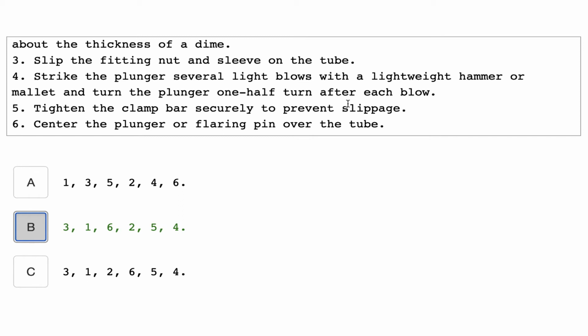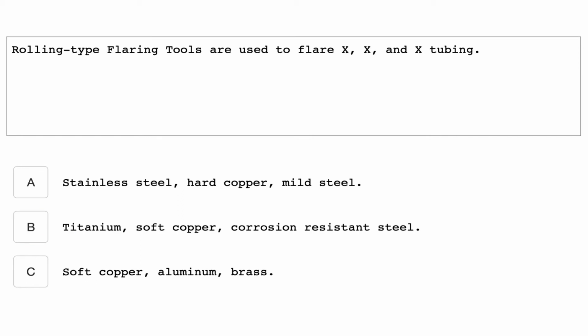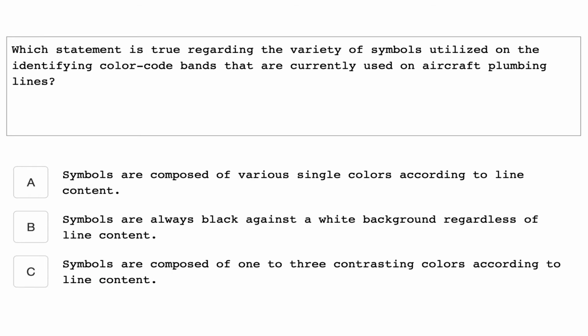And finally 4. Strike the plunger several light blows with a lightweight hammer or mallet and turn the plunger 1/2 turn after each blow. Rolling type flaring tools are used to flare X, X, and X tubing: soft copper, aluminum, and brass. Which statement is true regarding the variety of symbols utilized on the identifying color code bands that are currently used on aircraft plumbing lines?